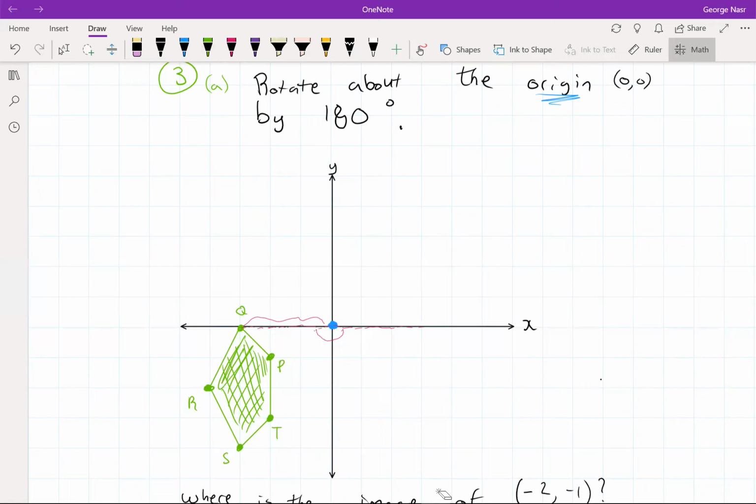let's do our images in different colors. Here is Q prime. Okay? That one shouldn't be too bad. Let's do one that's a little bit harder.